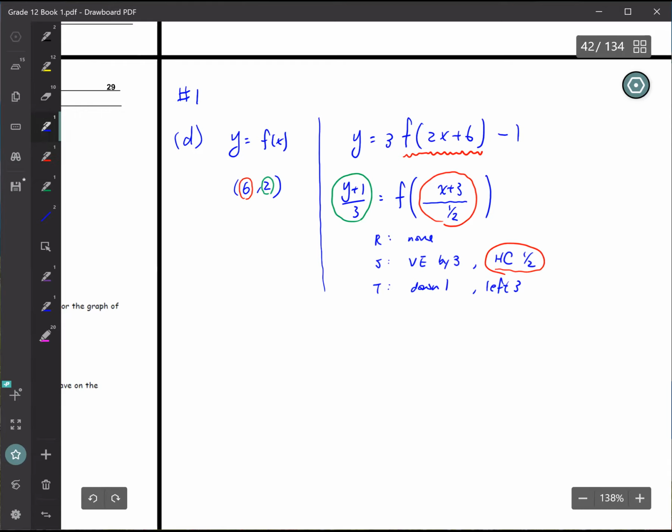So your 6 will first change to 3 because you times it by half. And then afterwards, you want to move it to the left 3. So you need to subtract, because it gets less. So 3 subtract 3 will give you 0.